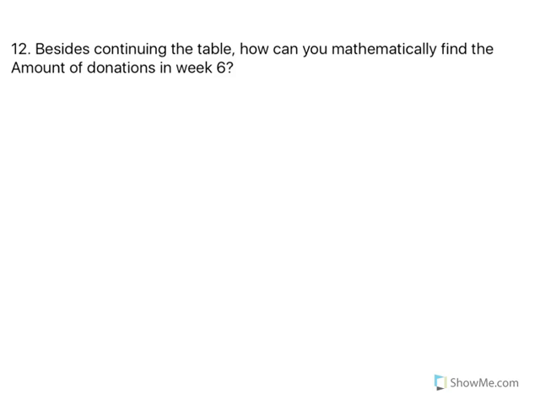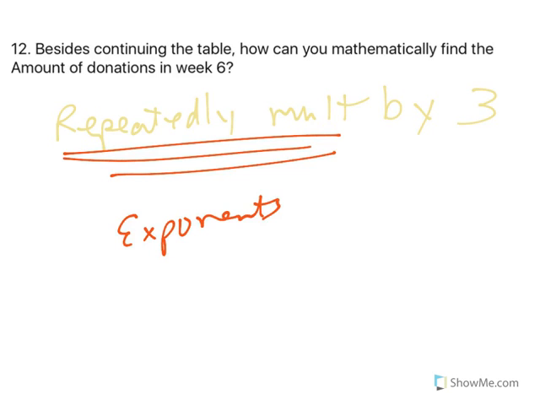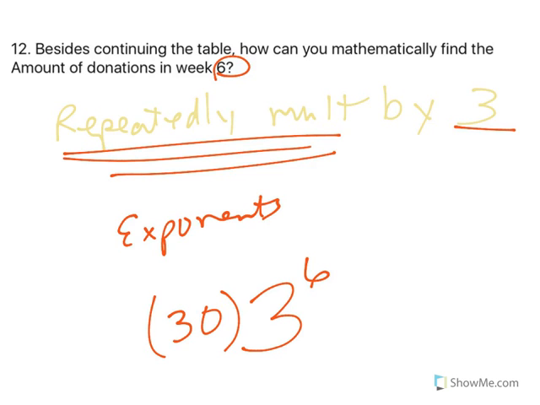Besides continuing the table, how can you mathematically find the amount of donations in week 6? Well, we're repeatedly multiplying by 3. So I'm going to write that down. Repeatedly multiplying by 3. Repeated multiplication in the mathematics world is known as exponents. So how many times do you want to multiply by 3? And the answer is 6. 3 to the 6th power would give me how many I should have, but don't forget, I had to start with 30. So if you take 30 times 3 to the 6th power, that would give us how many donations we had in week 6.